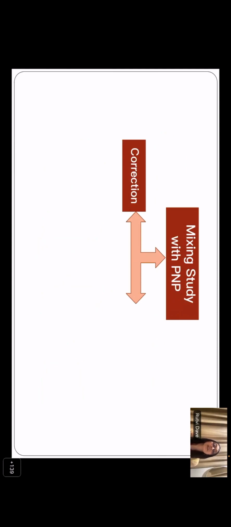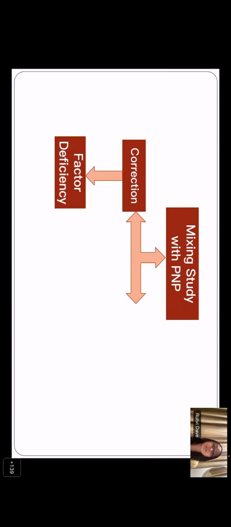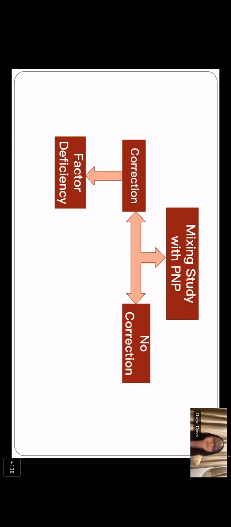So what is the rationale of performing mixing studies? Suppose on performing the mixing studies you get a correction, you know that the factor which is deficient in the patient's plasma is now provided by the normal plasma, and as a result the APTT is getting corrected. So you know that you're dealing with a factor deficiency. On the other hand, what if there is no correction? What is the likely possibility? Why should there be no correction on mixing study?